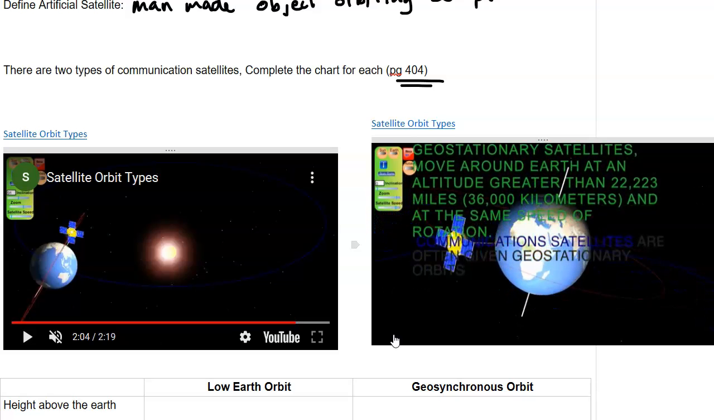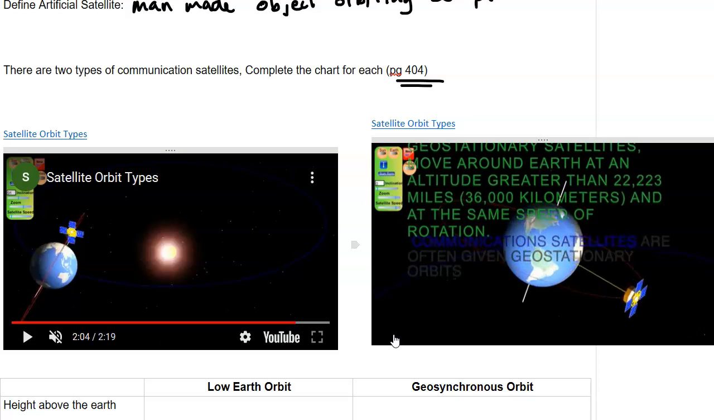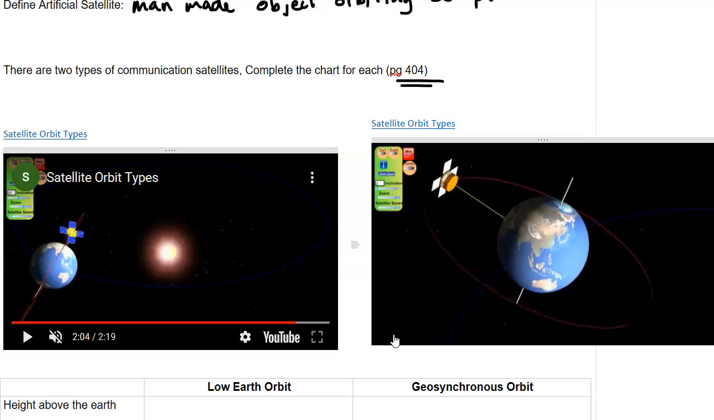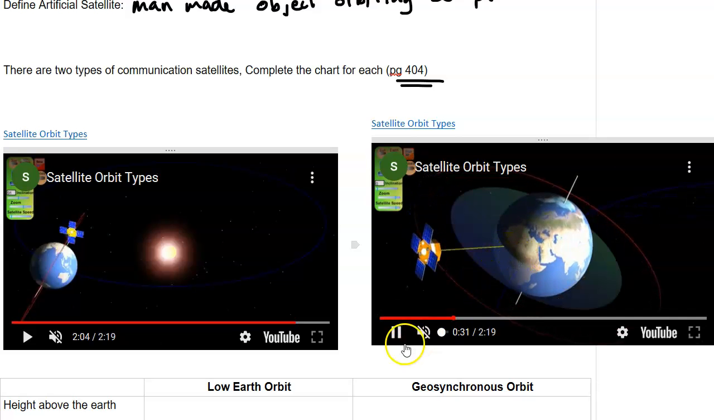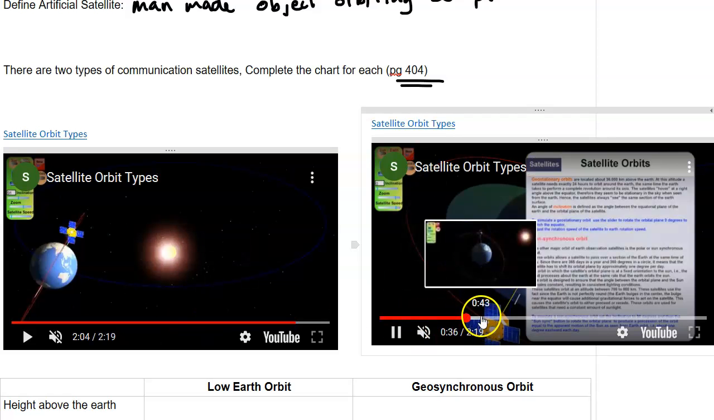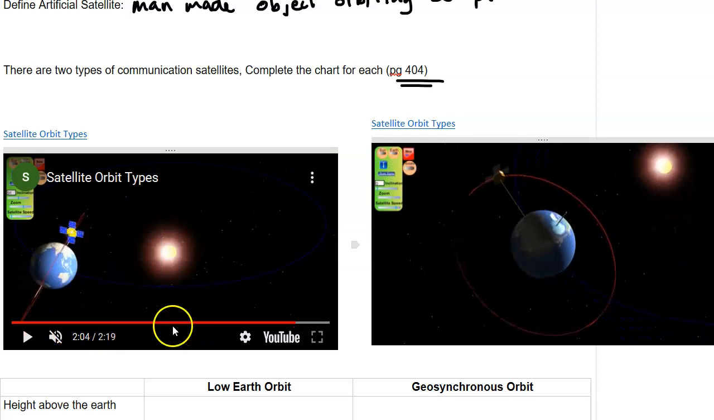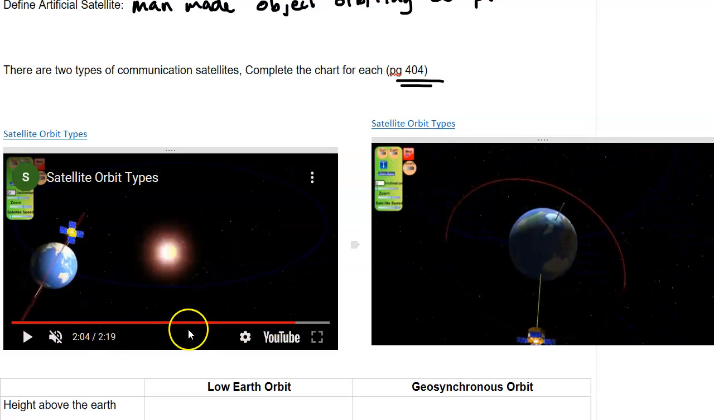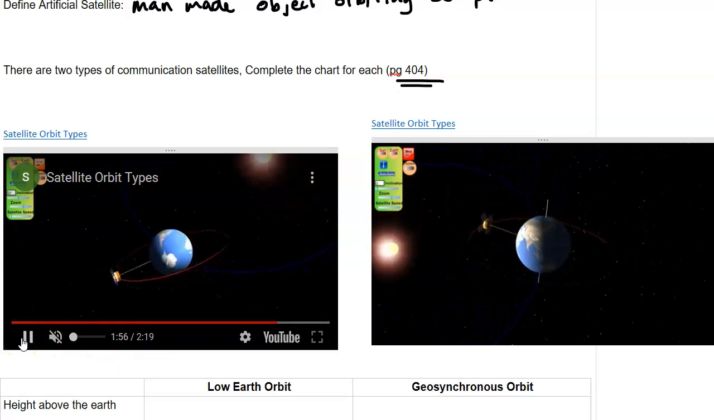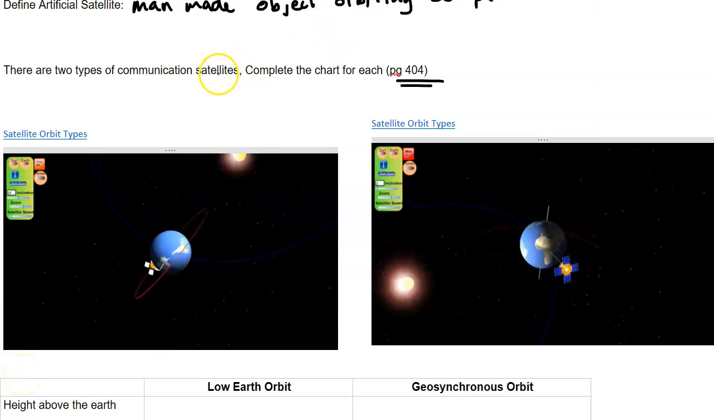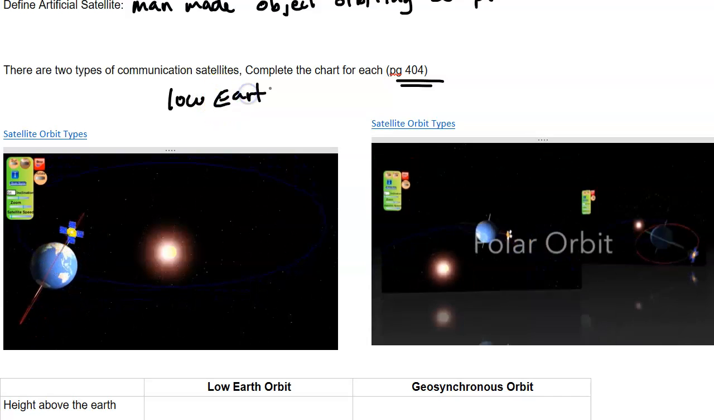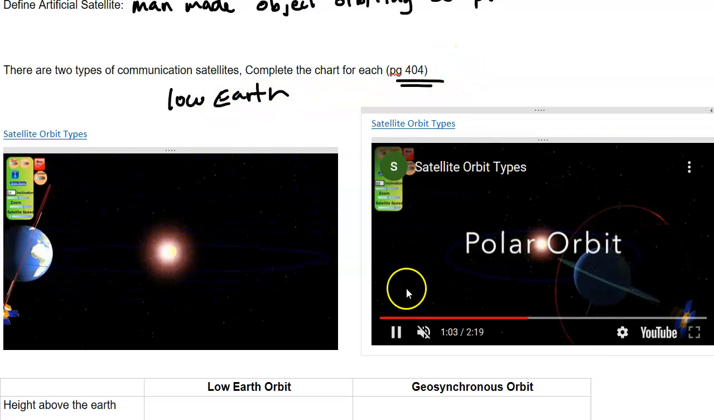Now, the geosynchronous is always set to be above the Earth at the same spot. And because of that, the satellite dish that's receiving this will always be in the same spot. So let's put these side by side again, so you can see the difference between your low Earth and your geosynchronous.